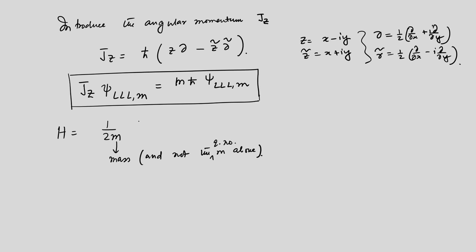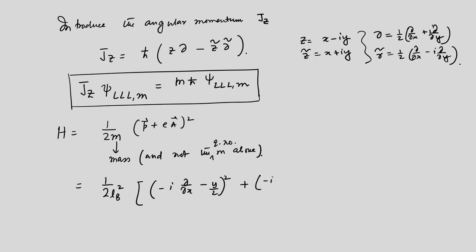All right, this is equal to (p plus eA) squared and so on. And then I can write it down in terms of all these things. These are customary, but they are quite important too. So it's 1 over 2 l_B squared, and this is equal to (minus i del/del x minus y by 2) squared plus (minus i del/del y plus x by 2) squared.